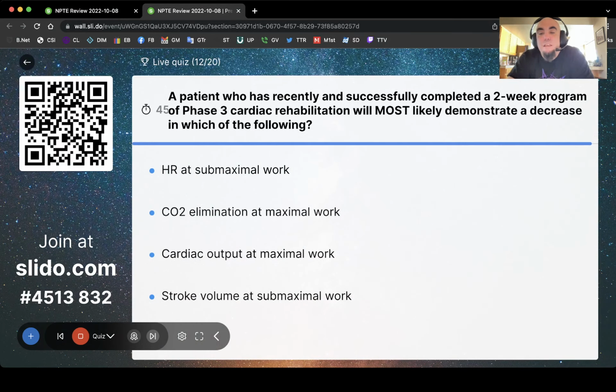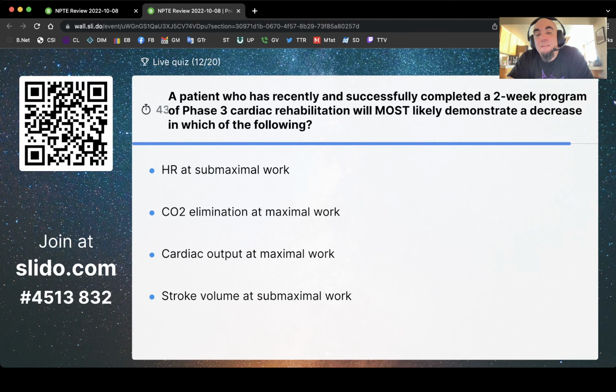Patient has recently and successfully completed a 2-week phase 3 cardiac rehab. They will most likely demonstrate a decrease in which of the following: heart rate at submaximal work, carbon dioxide elimination at maximal work, cardiac output at maximal work, or stroke volume at submaximal work. So it's asking which of the following are they most likely to demonstrate, to show, right?